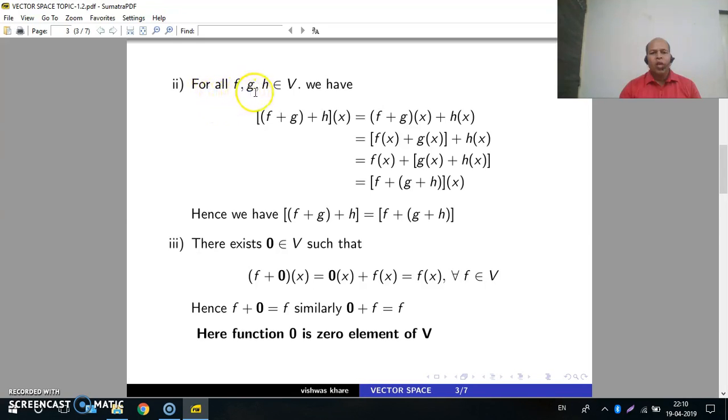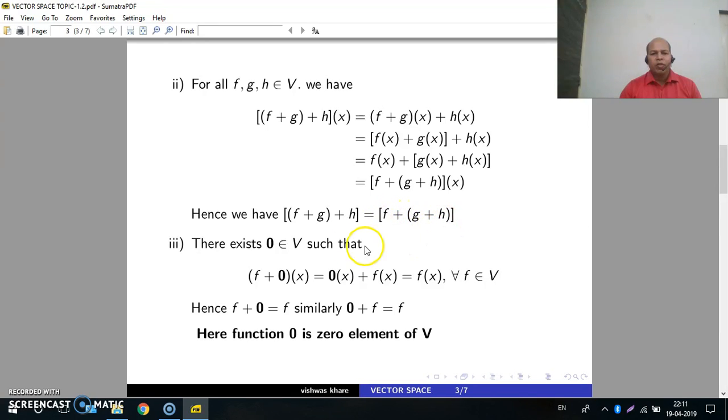Second, for all f, g, h belongs to V, we have ((f + g) + h)(x) is (f + g)(x) + h(x) by definition, which is same as (f(x) + g(x)) + h(x). Now f(x), g(x) and h(x) are real numbers, and real numbers follow associative law. So this can be written as f(x) + (g(x) + h(x)), which is same as (f + (g + h))(x), again by definition.